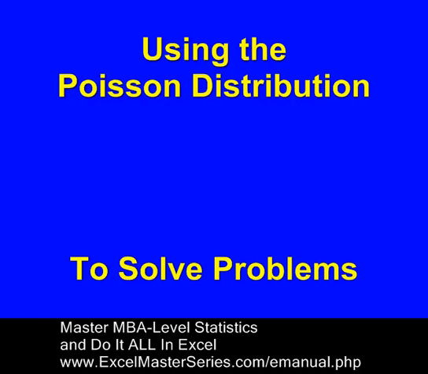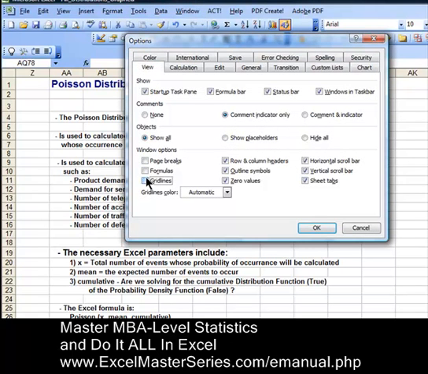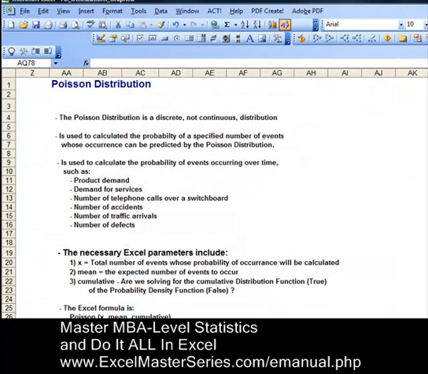Today we're going to show how to use the Poisson distribution to solve problems and do it in Excel. Now taking a look at our Excel spreadsheet, we'd like to remove the grid lines to make it easier to read. So hit Tools, Options, Uncheck Grid Lines. Okay, grid lines are gone.